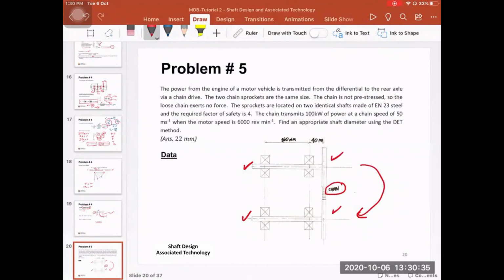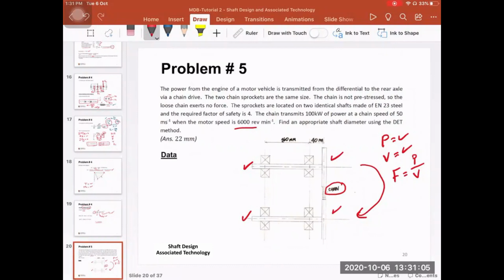The chain transmits 100 kilowatt, so the power is given, at a chain speed of 50 meters per second. So the power is given and the linear velocity is given. Normally when the power and the linear velocity are given, this means that we can calculate the force. So the force is equal to the power divided by the linear velocity, okay? The motor speed is given as well, 6,000 RPM.